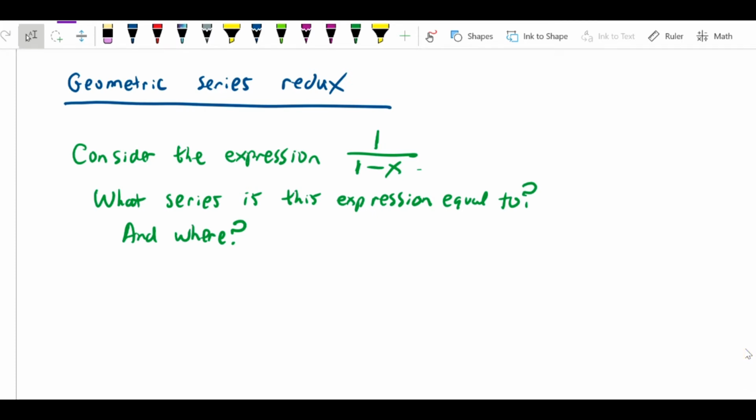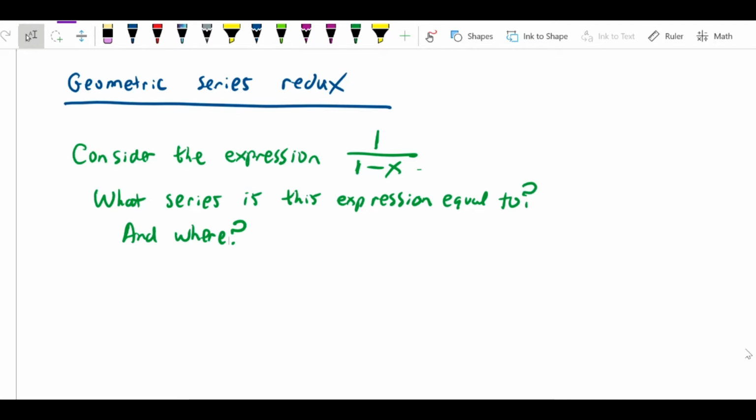We want to consider the topic of geometric series again, but in a slightly different way. So I invite you to think about the expression 1 over 1 minus x. And if you just think for a second, you can even pause the recording and ask, what series is this equal to?